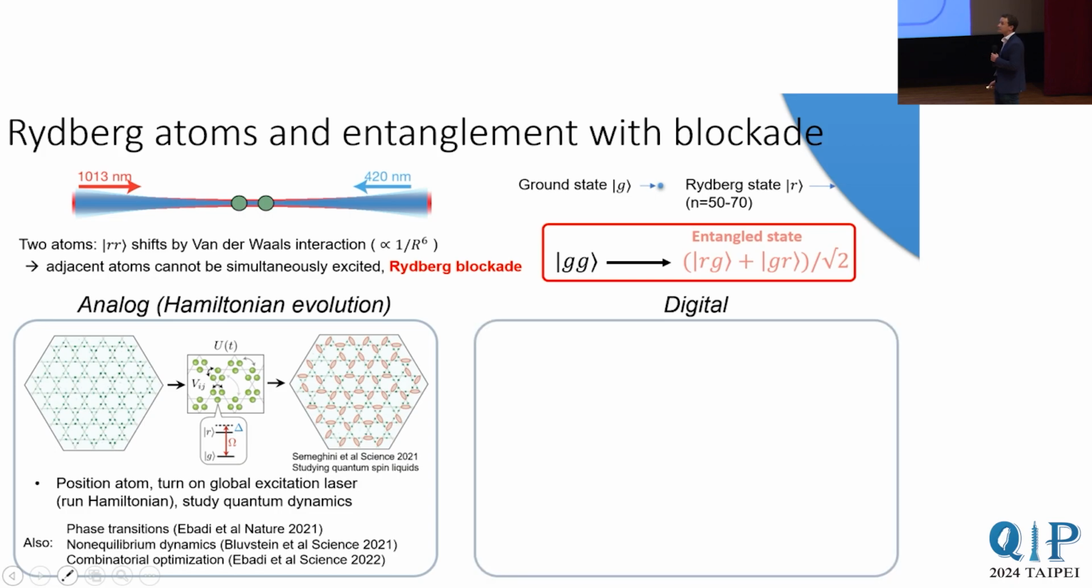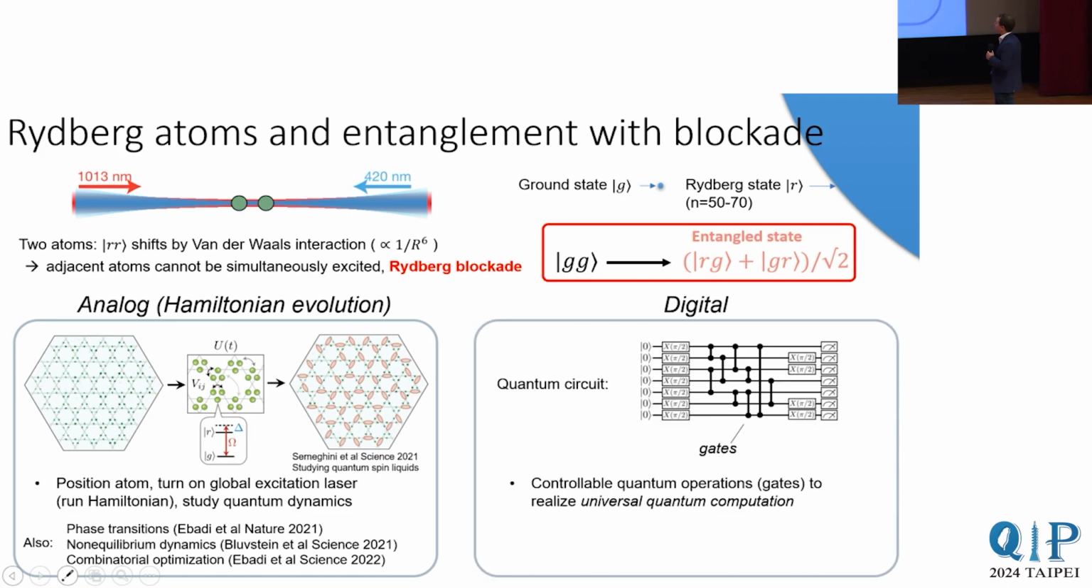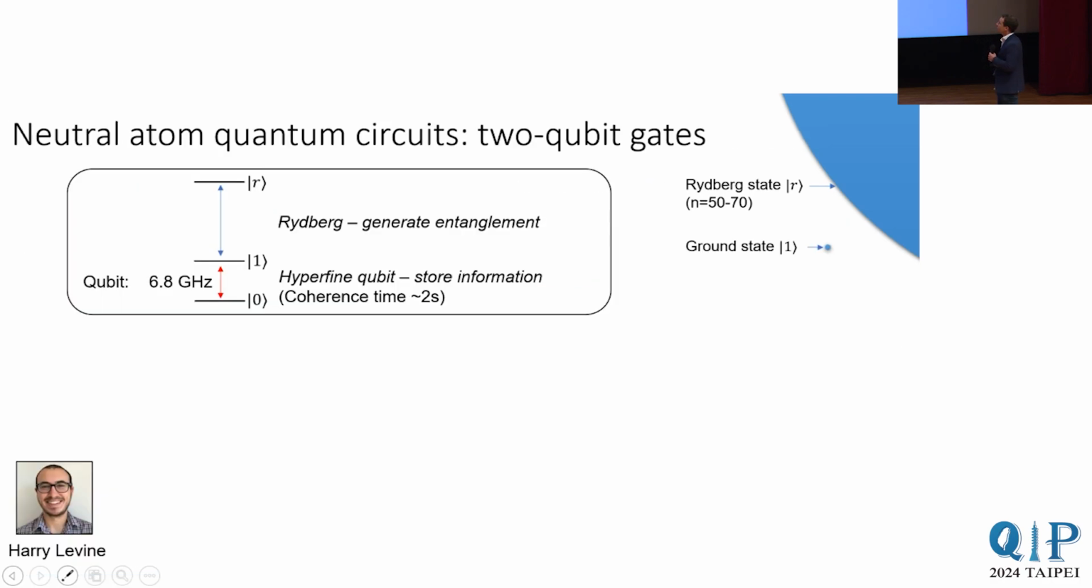And now that we're studying digital systems, the big question that we have is, okay, now we want to implement a quantum circuit, and it's decomposed into gates, and we want to be able to realize universal quantum computation, but we still really do not want to give up on this efficient classical control, even though there are more degrees of freedom in the system. And so again, just to recap, when we're going to do these digital experiments, we're actually going to store information inside of these long-lived hyperfine qubits, and we're only going to go to the Rydberg state very briefly for generating entanglement.